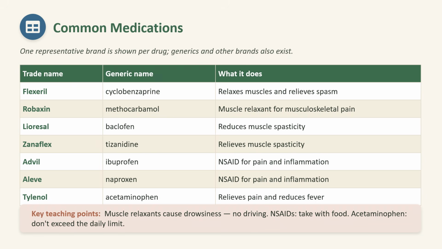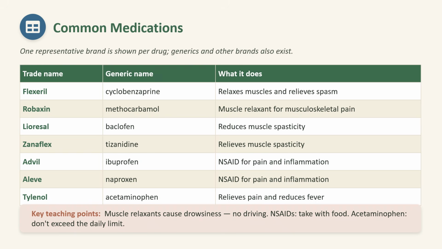Then 2 NSAIDs most people recognize, Advil, which is ibuprofen, and Aleve, which is naproxen. Both relieve pain and inflammation. And Tylenol, which is acetaminophen, a pain and fever reliever that is not an anti-inflammatory.